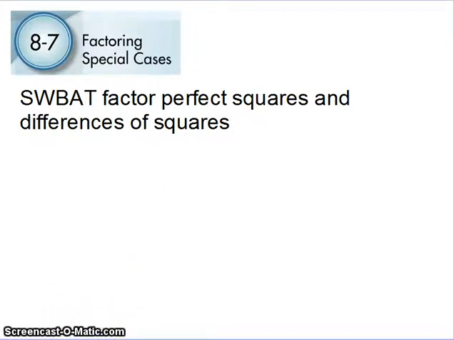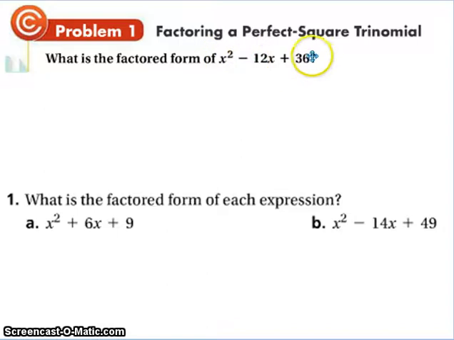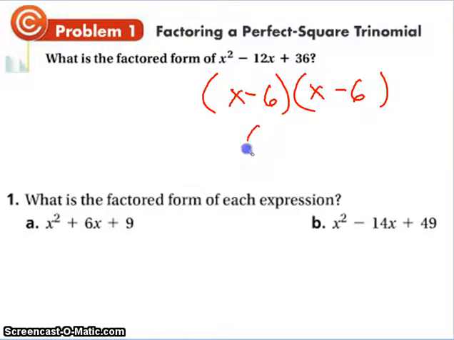So what we're going to notice is that things are perfect squares. This is a perfect square, 6 and 6. Okay? This is a perfect square, 3 and 3. This is a perfect square, 7 and 7. So we can do this pretty quickly. Same sign, both of them negative, x and x. So x minus 6 squared.